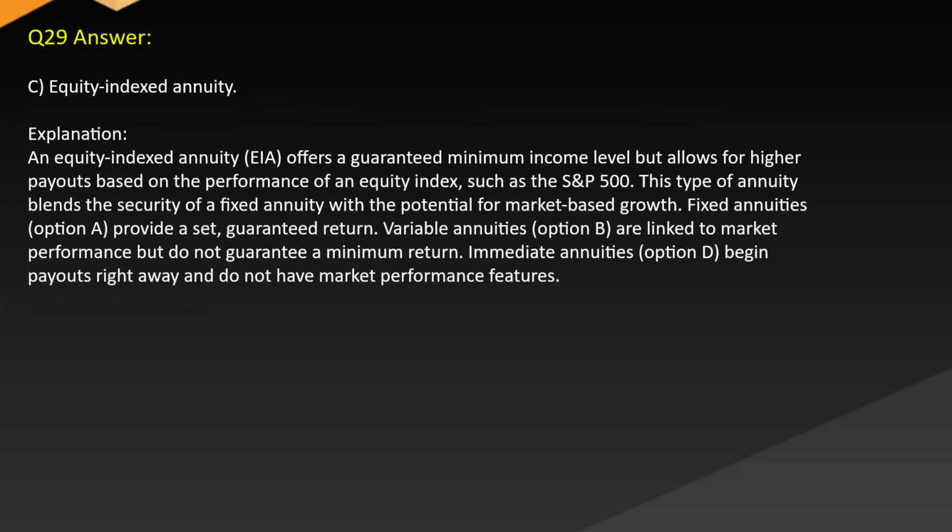Answer: C. Equity indexed annuity. Explanation: an equity indexed annuity offers a guaranteed minimum income level but allows for higher payouts based on the performance of an equity index such as the S&P 500. This type of annuity blends the security of a fixed annuity with the potential for market-based growth. Fixed annuities, option A, provide a set guaranteed return. Variable annuities, option B, are linked to market performance but do not guarantee a minimum return. Immediate annuities, option D, begin payouts right away and do not have market performance features.